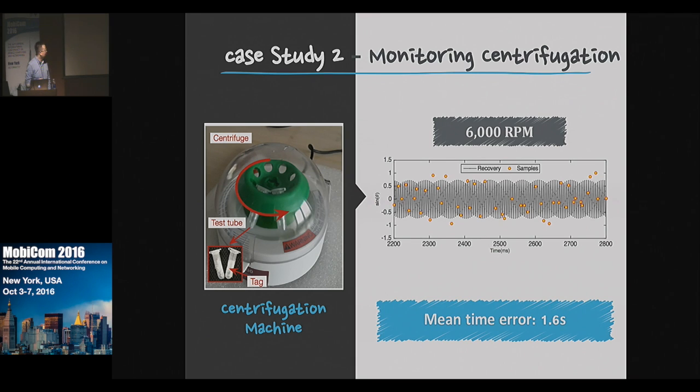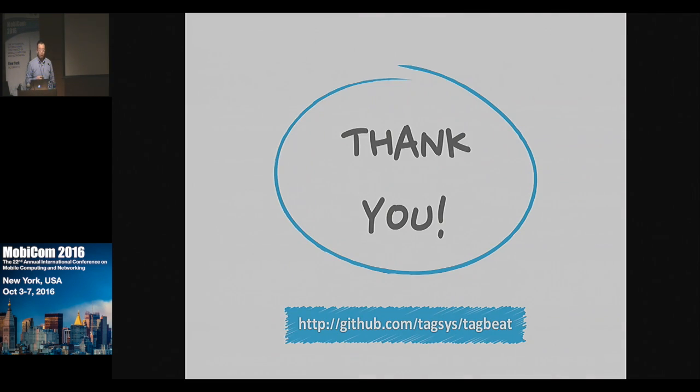And the second, as shown in our demo, is how to monitor the centrifugation. We let the tag spin at a frequency of 6,000 RPM. And this figure shows the result of the recovered signal. We also use our system to track the time of the centrifugation, and the mean time error is around 1 second.